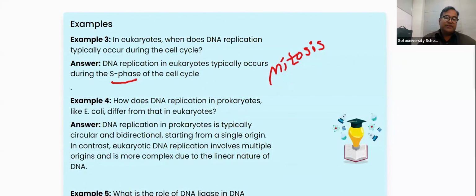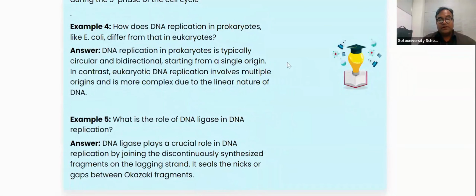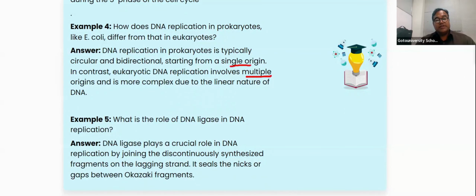How does DNA replication happen in prokaryotes? Prokaryotic DNA replication happens much faster. In prokaryotic DNA replication, the origin of replication is only one, whereas in eukaryotes, the origin of replication is multiple. Eukaryotic DNA replication happens slowly, at multiple places.